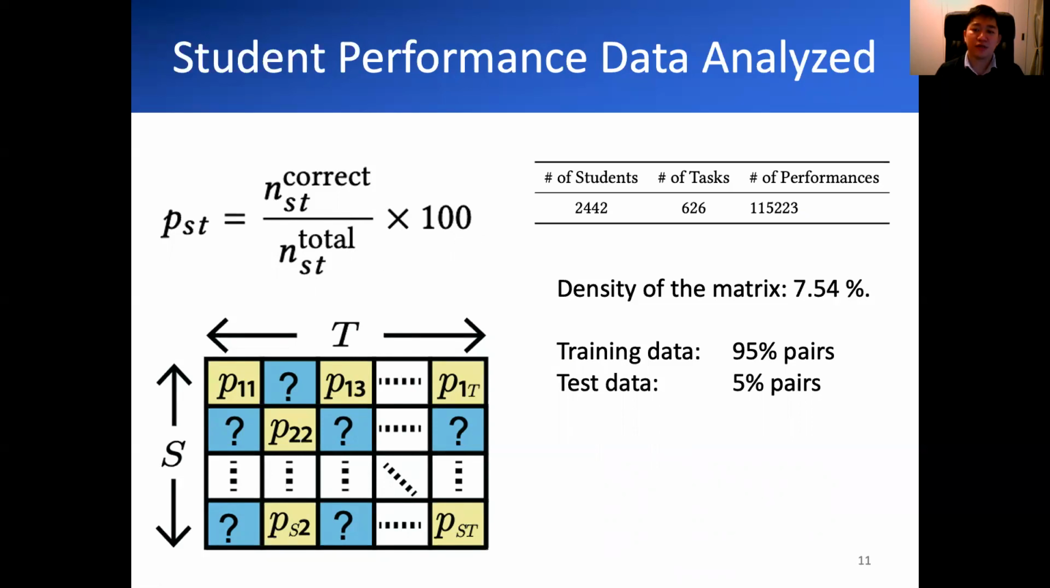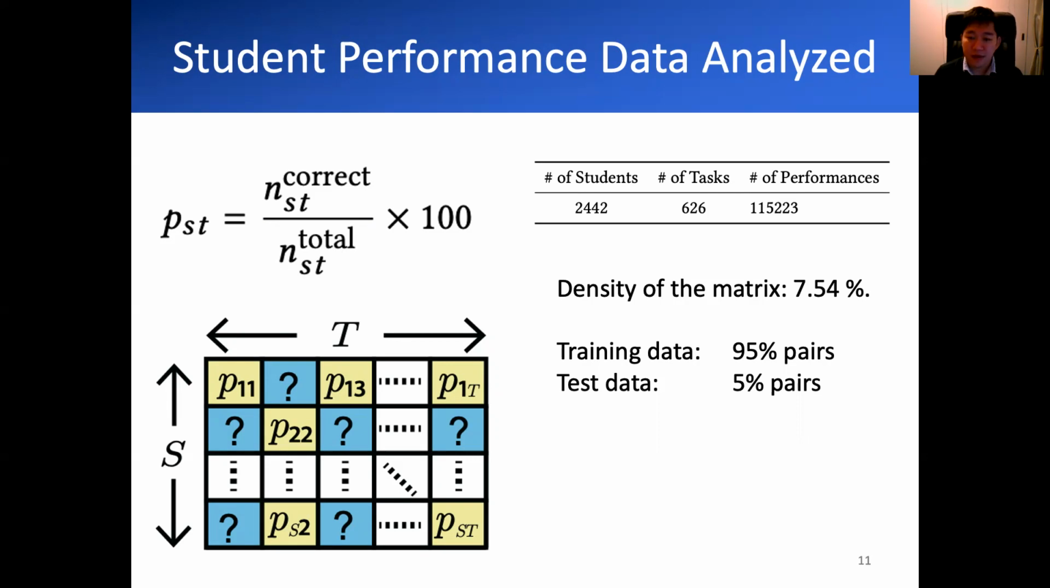In order to discard noisy data, we conducted pre-processing, and we discarded any data of a student who solved less than 10 different tasks. We also discarded data of any task that has been solved by less than 10 different students. And we also discarded any student-task pairs with NSD total less than 40. As a result, we obtained a matrix with the dimension 2442 by 626.